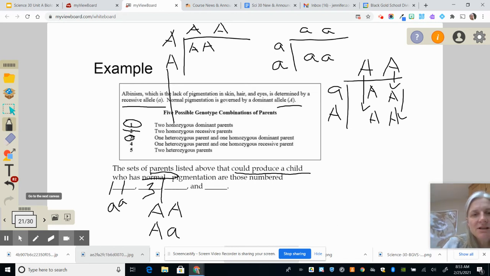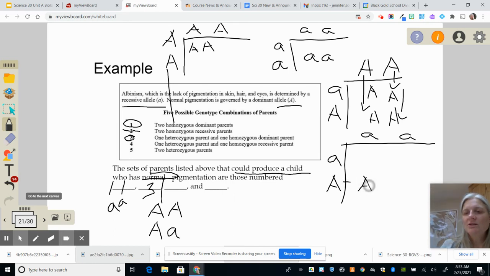For one heterozygous parent and one homozygous recessive. So heterozygous and then homozygous recessive. Homo means same and recessive like that. So because there's a dominant allele here, we definitely will have a child with normal pigmentation. Okay, so 4 is true.